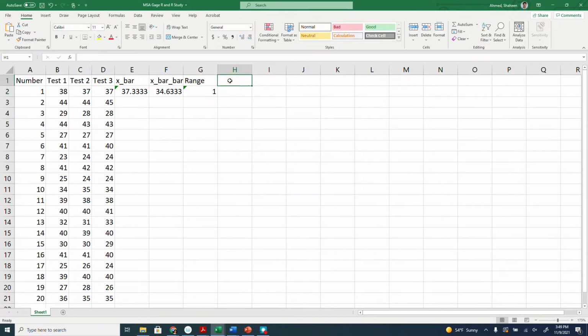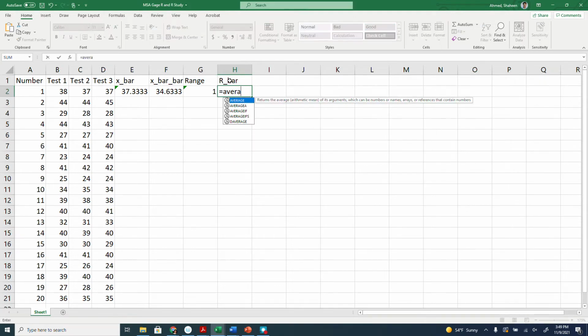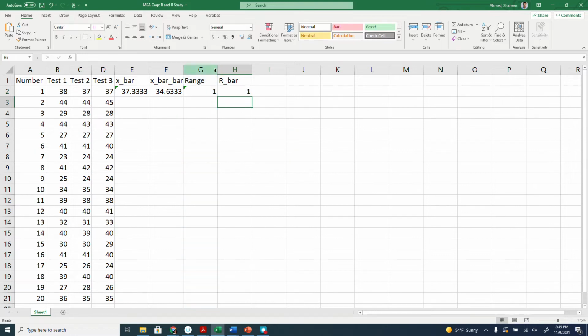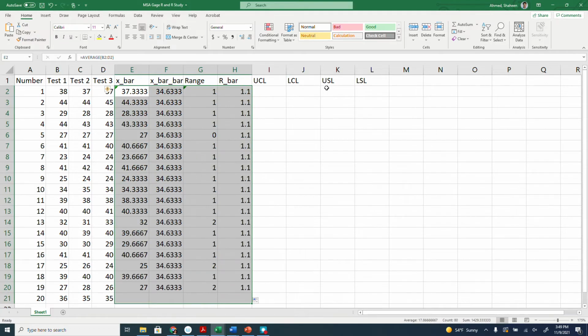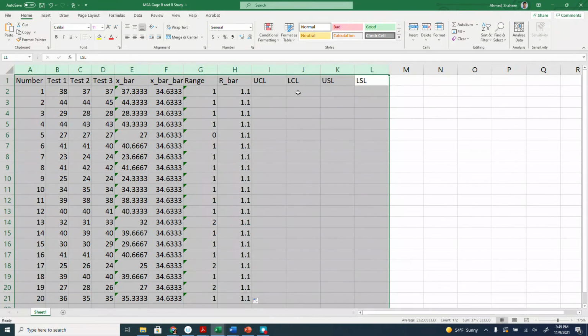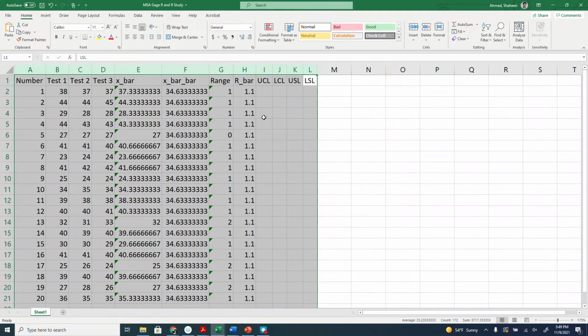And then we also need the range average. So range bar, we can simply average this column, and that will give us the range average. Then the upper control limit, lower control limit, upper spec limit, lower spec limit. Let me copy this down. So we have that. Now let's calculate the control limit.